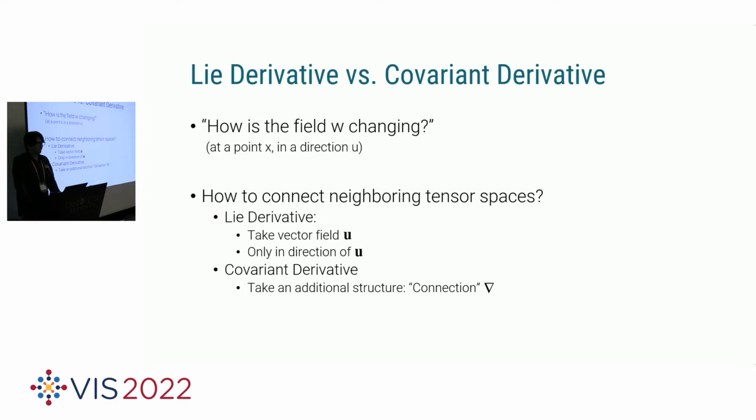And for this to work, we need some additional structure on the manifold, and this structure is called the connection. The connection is an additional thing that we have to choose, and we have to somehow describe it on the manifold. Without this connection, we don't know how neighboring tangent spaces are connected. And now, if we have a connection, and we will talk a bit about how such a connection would look in a second, then we can suddenly evaluate our directional derivative in any direction at any point. So this is the difference to the Lie derivative.